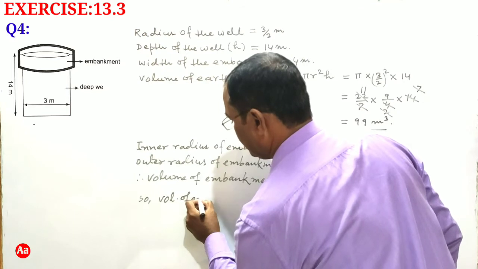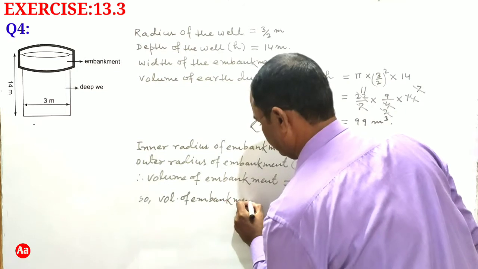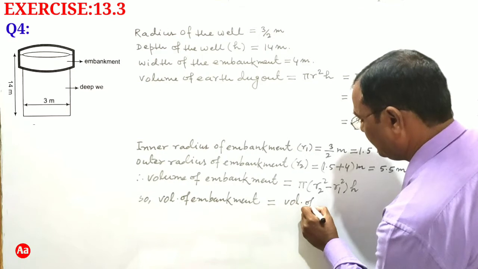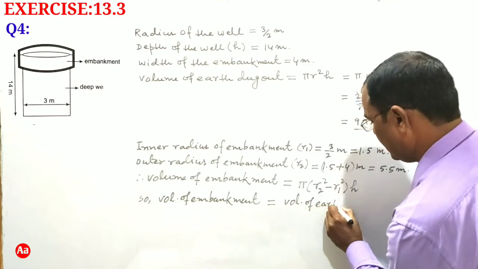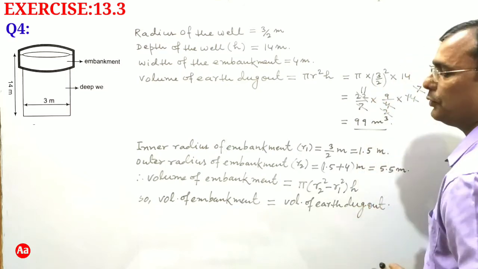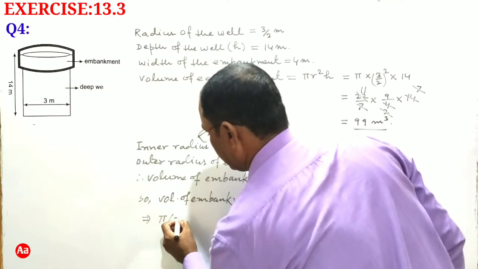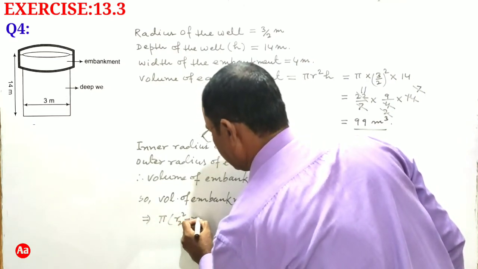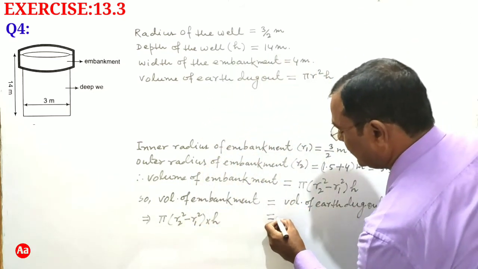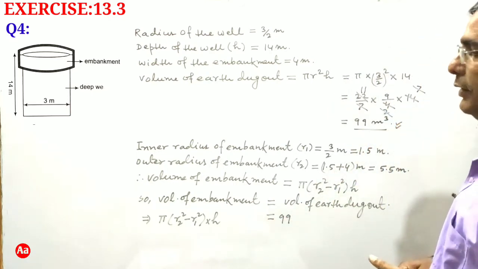Volume of embankment is equal to volume of earth dug out. So we can write pi (R2 square minus R1 square) into H, height of the embankment, and this is 99 meter cube, we have already calculated.